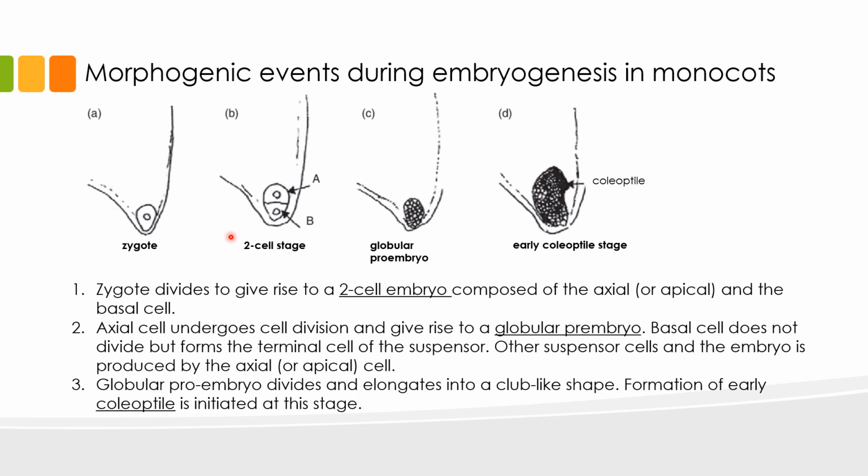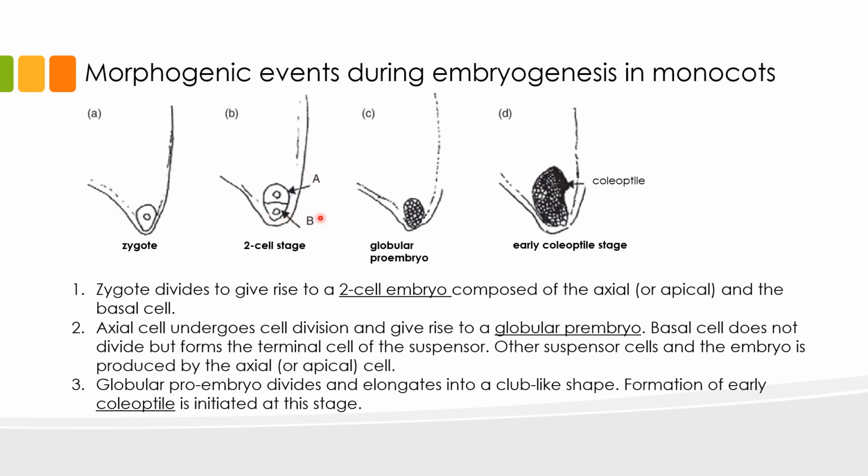Monocot embryogenesis also starts with a zygote, which is the product of the fusion between the egg and the sperm cells during double fertilization. Like in dicots, the zygote divides to give rise to a two-cell embryo composed of an apical cell and a basal cell, as indicated by the letters A and B in this figure.